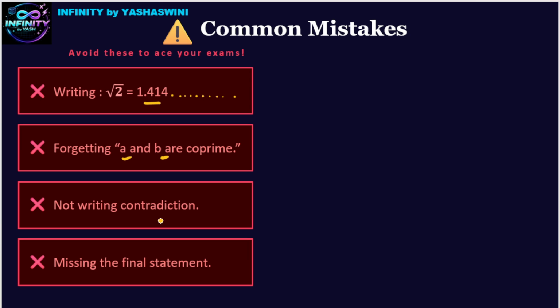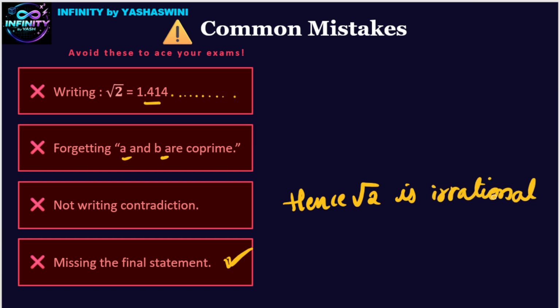And the third mistake is not writing contradiction. Always conclude your answer with the statement, this contradicts the fact that a and b are co-prime. And the last mistake is missing the final statement. Always write hence root 2 is irrational, or root 3 is irrational, or 5 minus root 3 is irrational.